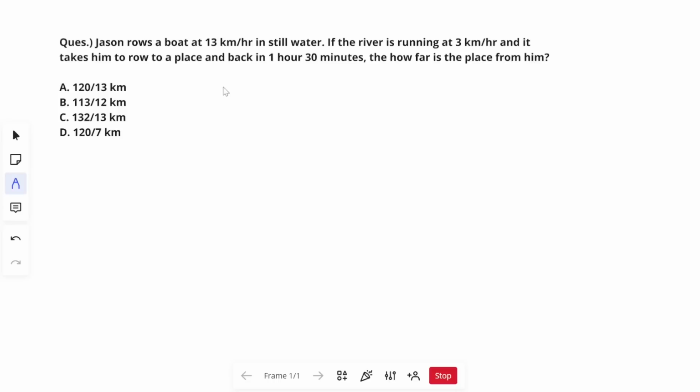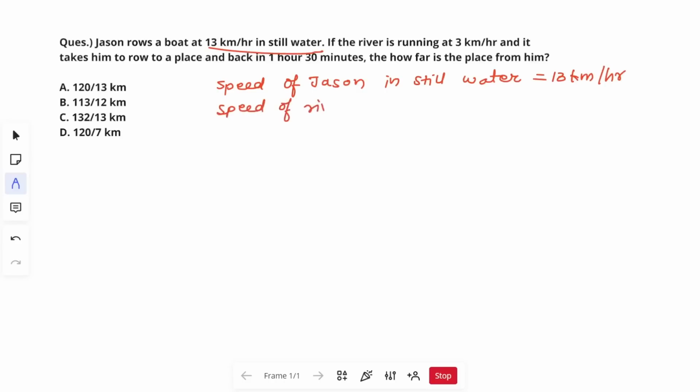First of all, let us note down the data that is given to us. Initially, what is given to us is the speed of Jason in still water. It is given as 13 km/h, right? In statement number 1, Jason rows a boat at 13 km/h in still water. This was the data given to us. The next data given to us is the speed of the river current. The current speed of the river is 3 km/h.